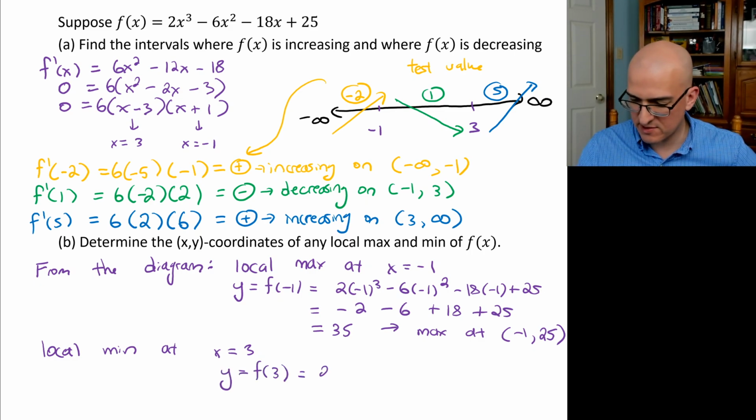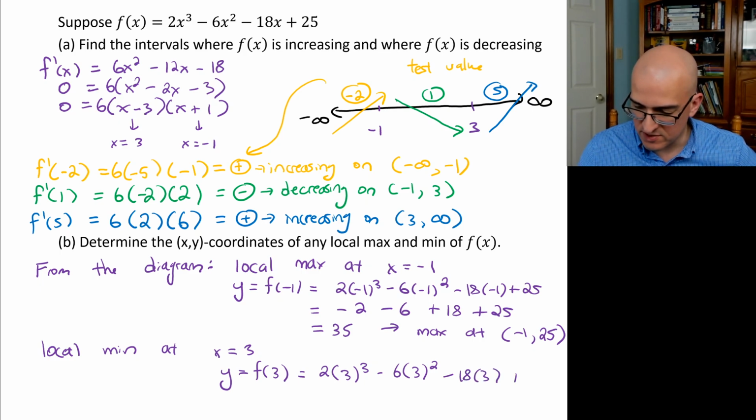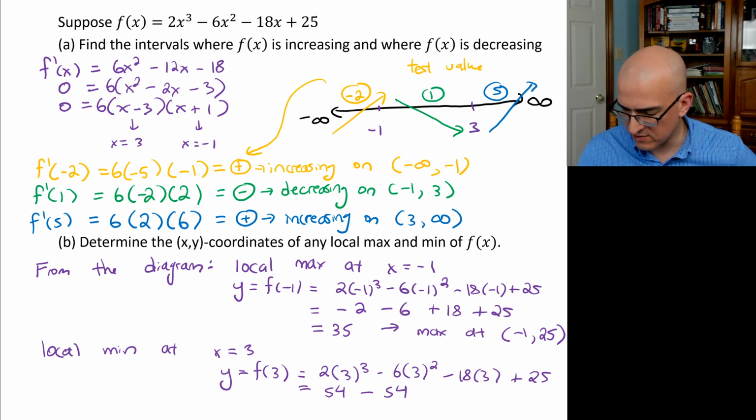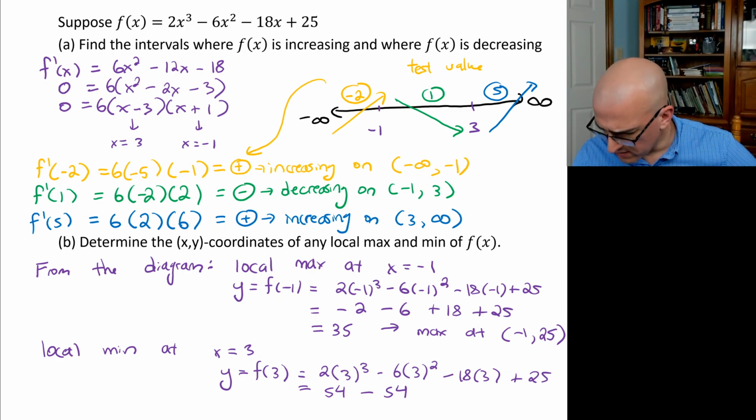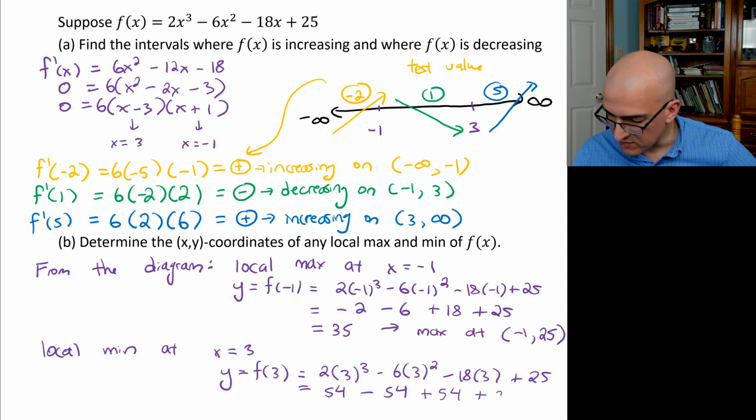Oh, I don't like this. 2 times 3 to the 3 minus 6 times 3 squared minus 18 times 3 plus 25. Oh, this is not going to be good. 2 times 27, 54, minus 6 times 3 squared, 54. Oh, that's not too bad. Those cancel out. And then 30 plus 24, another 54 plus 25. Something's wrong. Hold on. Oh, minus 54. That's a minus.